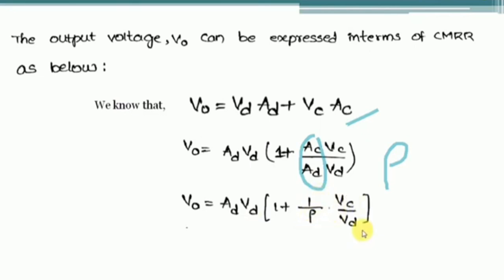For a high value of CMRR, rho will be high and 1 by rho will be small, always less than 1. So we can easily neglect the term 1 by rho into Vc by Vd. Finally, the output voltage V0 we can write as AD into Vd for higher values of CMRR. This is how we have expressed the output voltage V0 in terms of the CMRR value. Thank you.